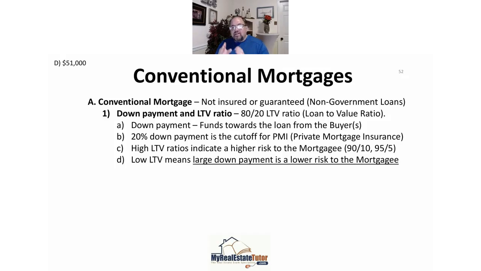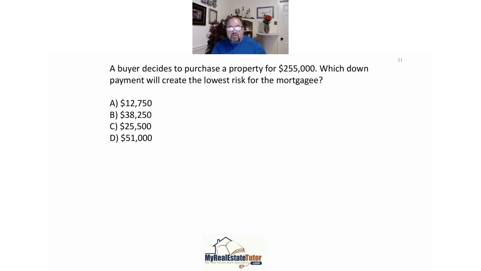A high LTV, like a 90-10 or 95, is going to create PMI and a riskier position for the mortgagee, the lender. They collected less down payment. A low LTV means a large down payment was put down. This mitigates a lower risk level for the mortgagee. So under 1D, in theory, the more money put down mitigates and lowers the risk, we can see that in this problem, $51,000 being the most money would be your answer.